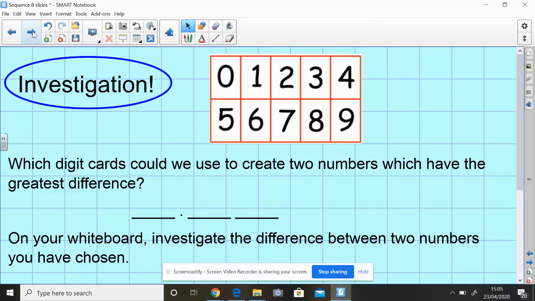Okay, so I've got a little investigation for you, which you don't have to do if you don't want to. You can pause the video here and do it, or do it after you do your tasks. So we have some digit cards, and you have to create two numbers which have the greatest difference. So I would advise you to try and make the smallest number you can possibly make with these digit cards, and then the largest number you can possibly make. So that's a little investigation which you can do, or you don't have to do.